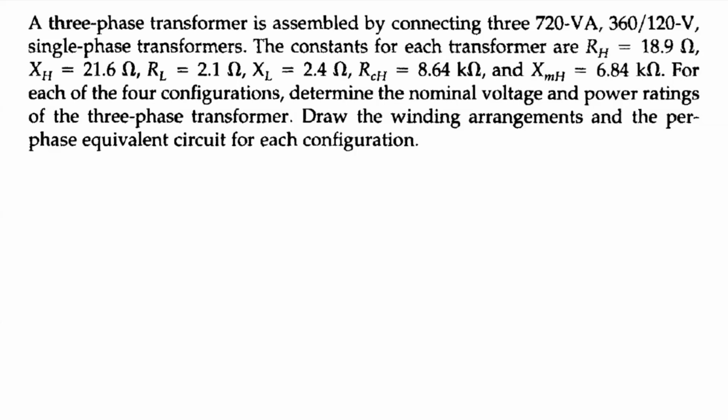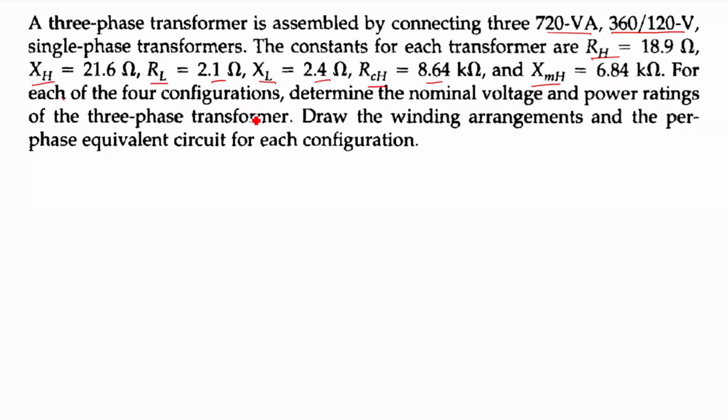So a three-phase transformer is assembled by connecting three single-phase transformers, and each of the single-phase transformers is rated at 720 volt ampere, 360 by 120 volt, right? The constants for each of the transformers, these are the equivalent circuit parameters, are RH equal to 18.9 ohm, XH equal to 21.6 ohm, RL equal to 2.1 ohm, XL equal to 2.4 ohm, RCH equal to 8.64 kilo ohm, and XMH equal to 6.84 kilo ohm.